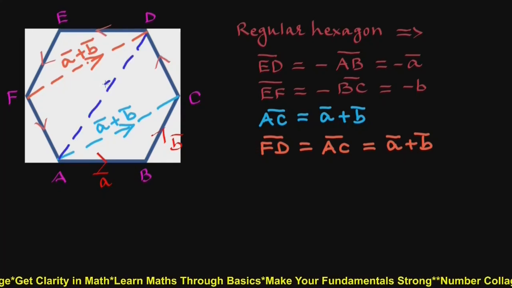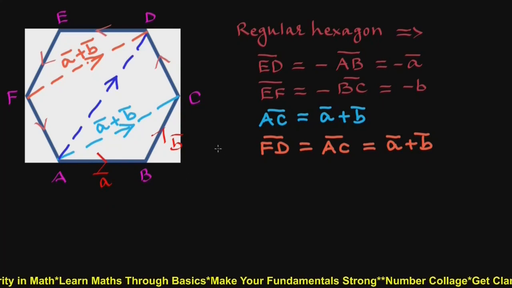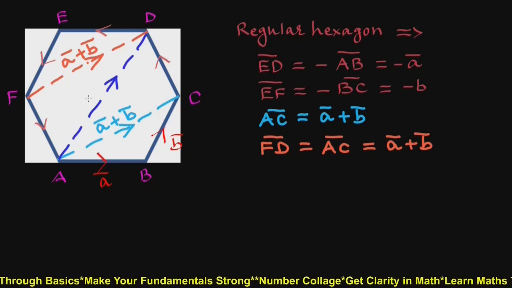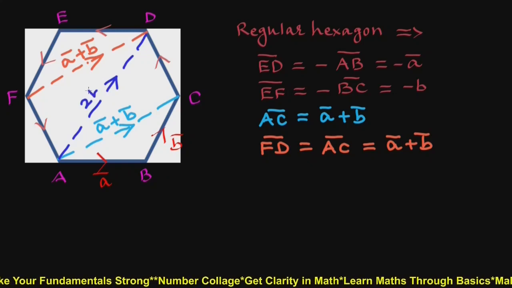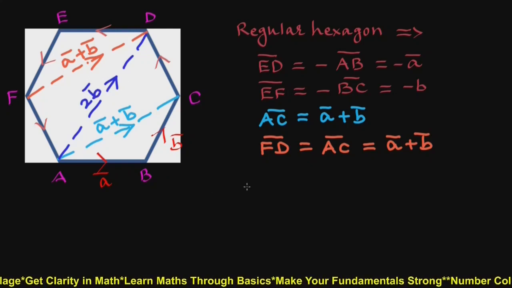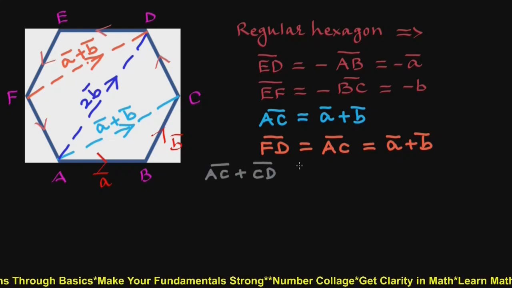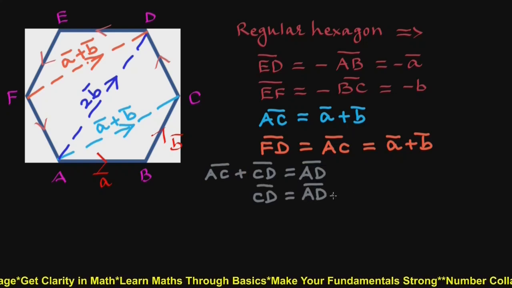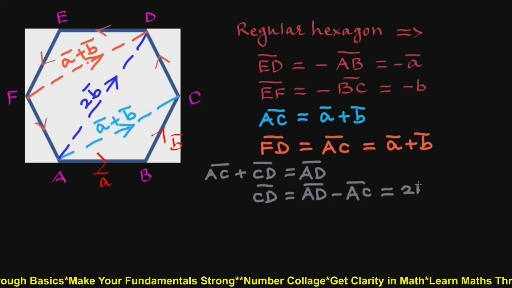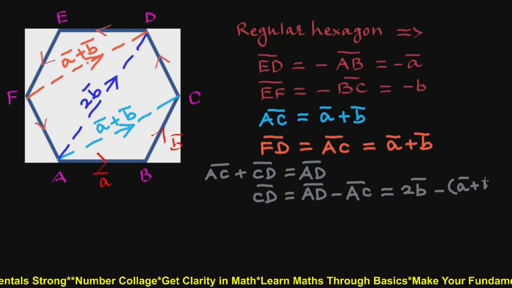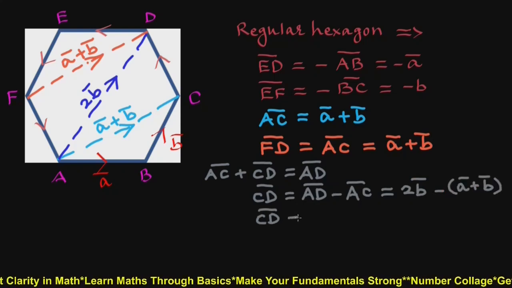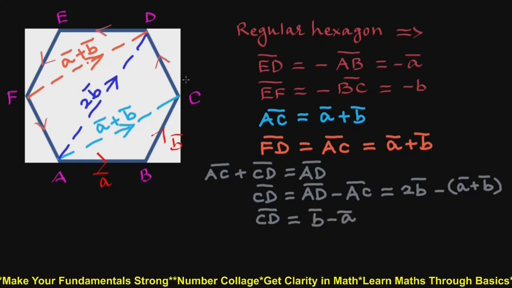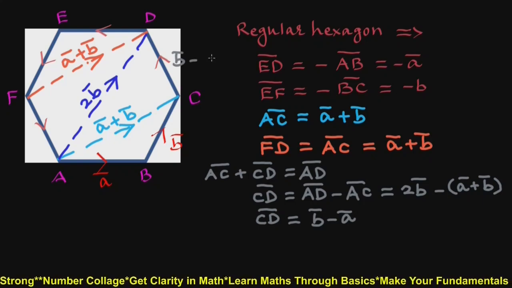Join AD to draw vector AD bar, which is parallel to B bar, and for a regular hexagon AD bar will be twice BC bar, that is 2B bar. Now by triangle law, AC bar plus CD bar equals AD bar. So CD bar will be AD bar minus AC bar, which is 2B bar minus (A bar plus B bar). That gives CD bar equals 2B bar minus A bar minus B bar, that is B bar minus A bar. So we have CD bar equals B bar minus A bar.